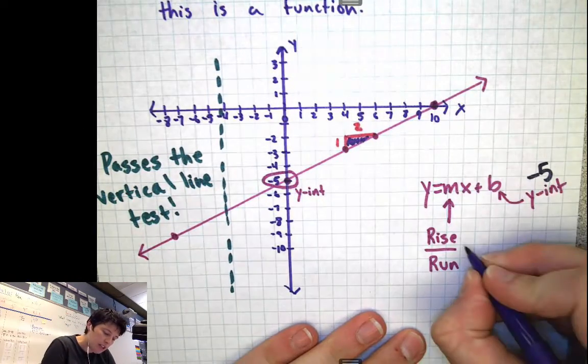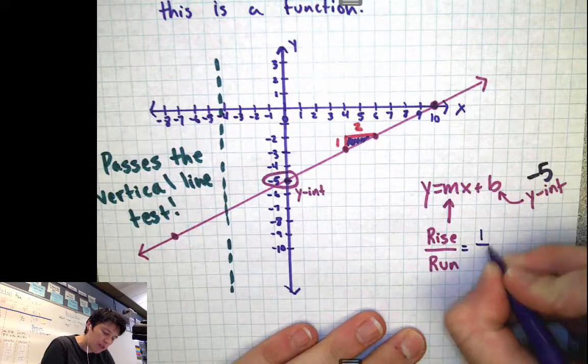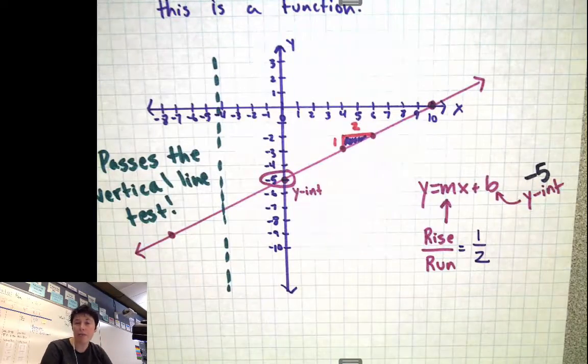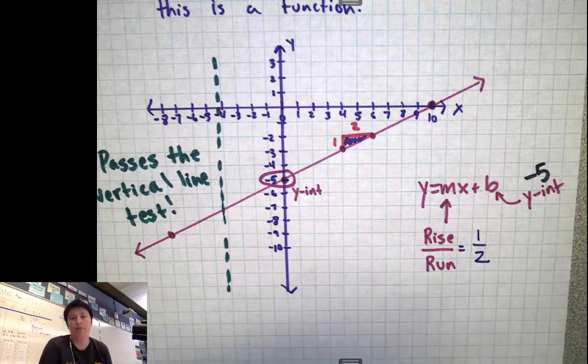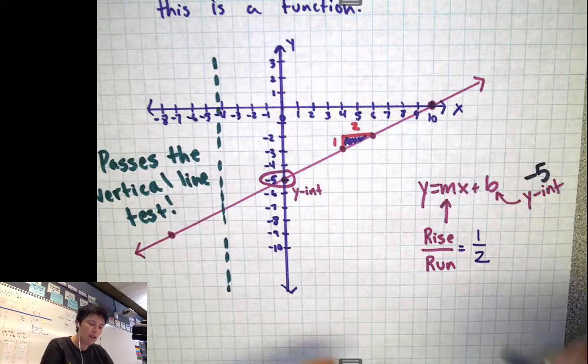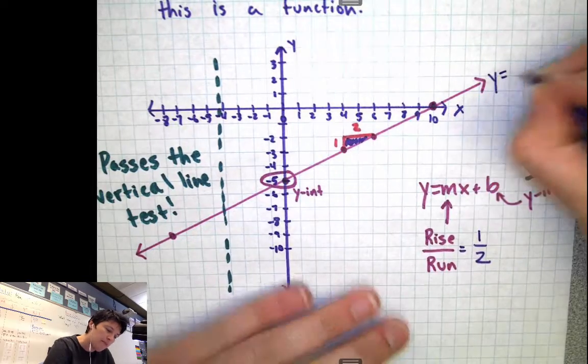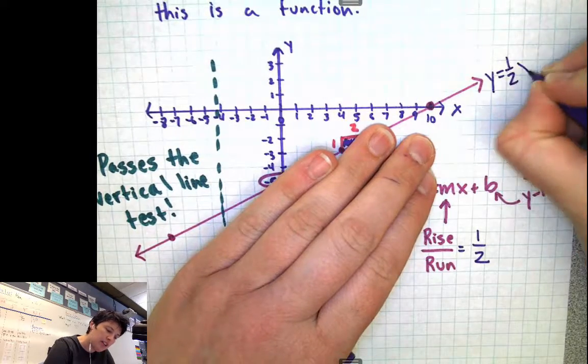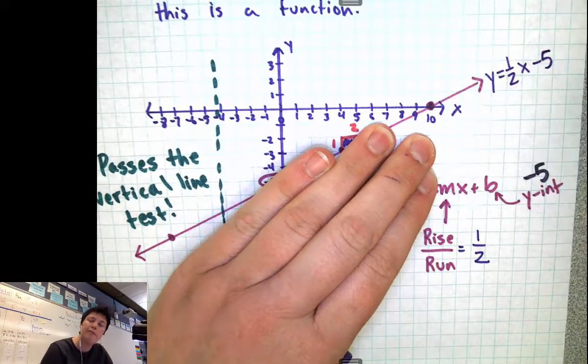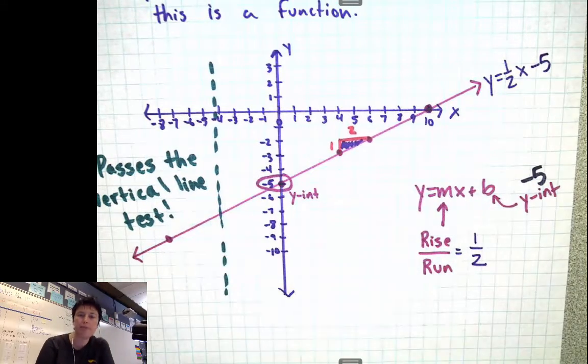So rise over run equals up 1 over 2. So it looks like a slope of a half. 1 divided by 2 is a half, or 0.5. So if I had to write an equation, I would say it is y equals 1/2 x, and then we said -5. And there's my function, there's my slope.